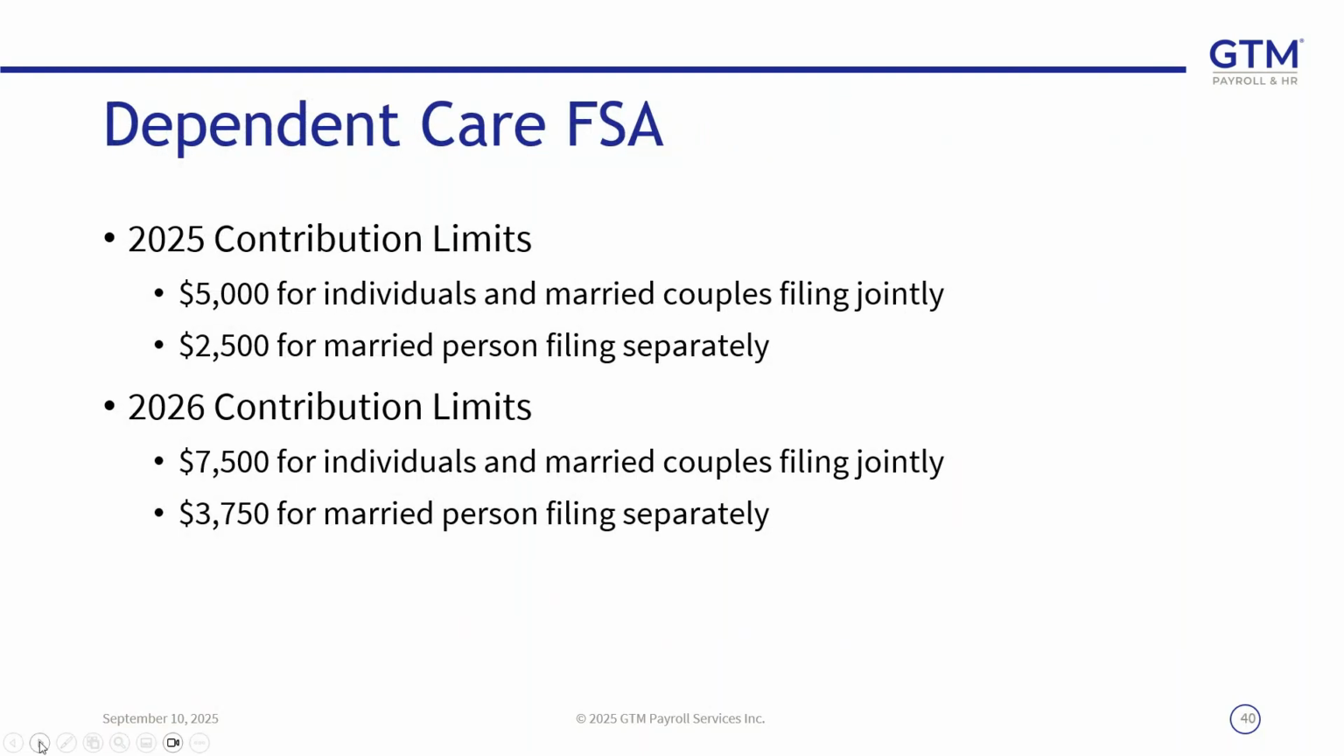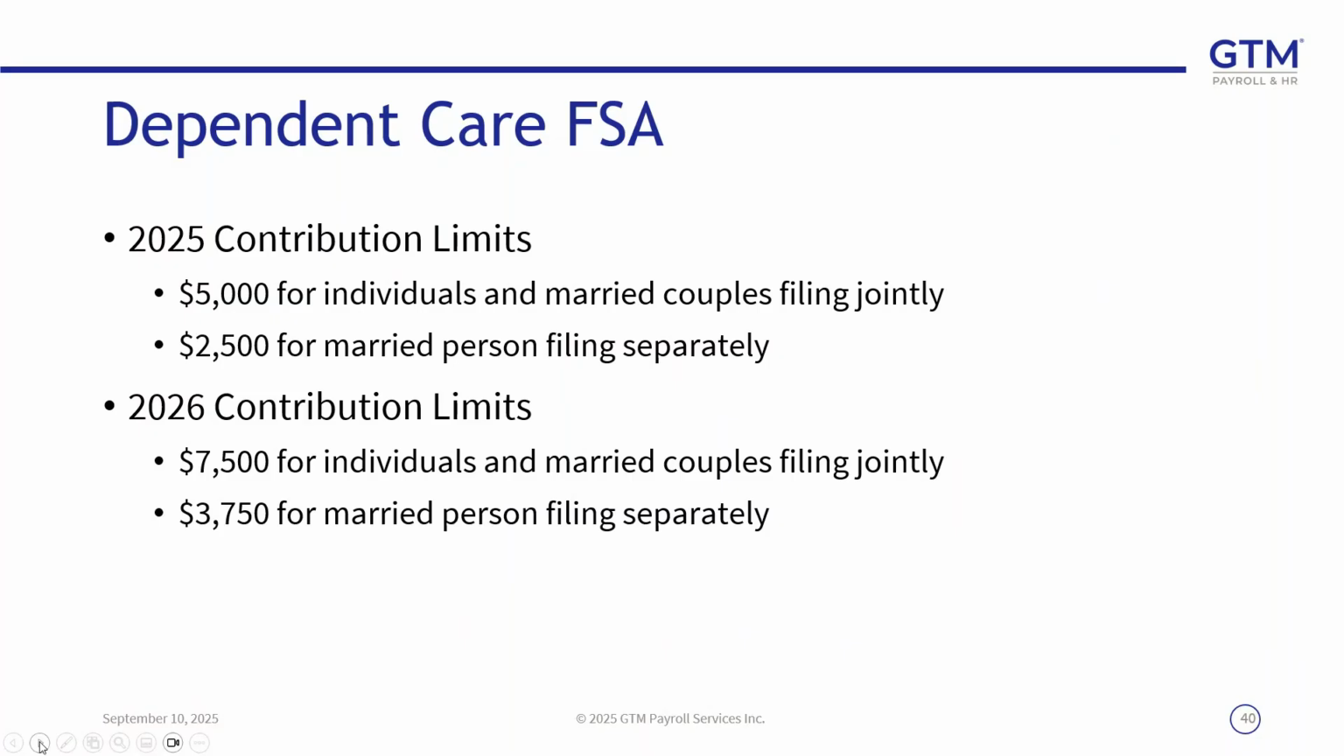For 2026, the maximum annual contribution for a dependent care FSA will increase to $7,500 per household, or $3,750 for those married filing separately. This change was part of the One Big Beautiful Bill Act, which provides a permanent but not inflation-indexed increase to the contribution limit for the first time since 1986.